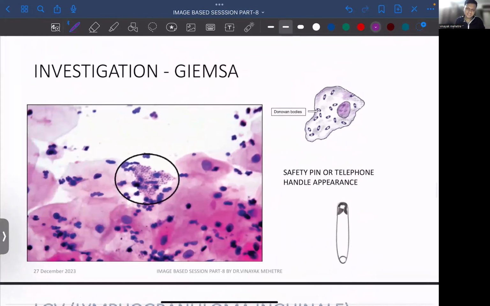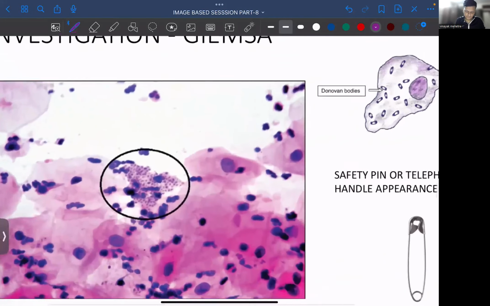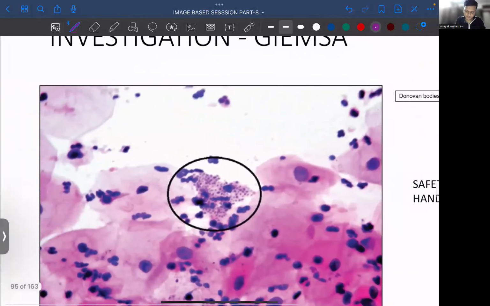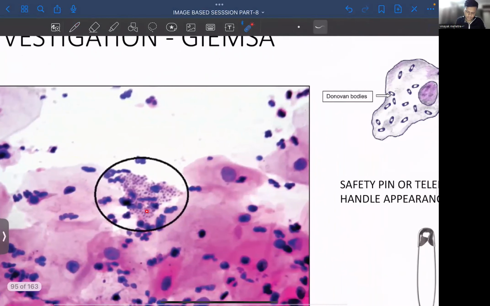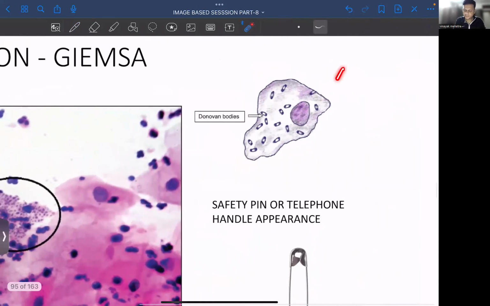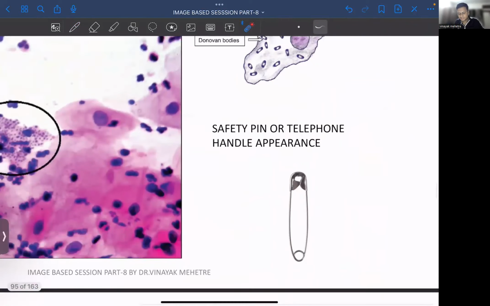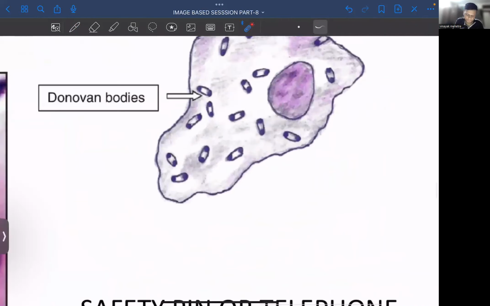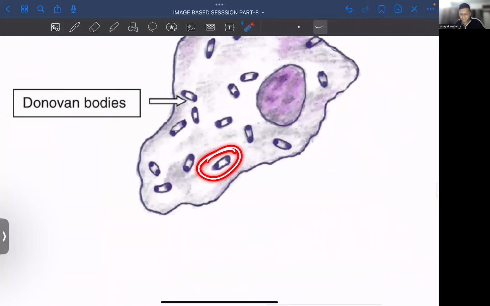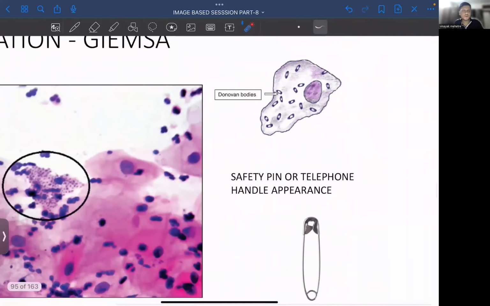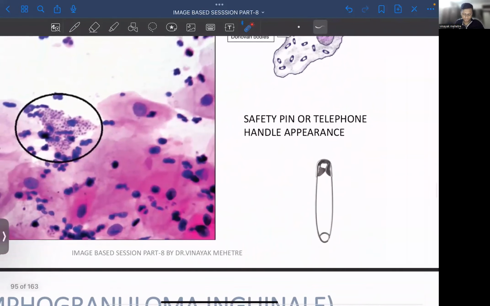Now this Donovanosis: if the organisms are together, it is called a Donovan body. But they don't ask this in the paper; what they ask is how they look. This is called safety pin appearance.